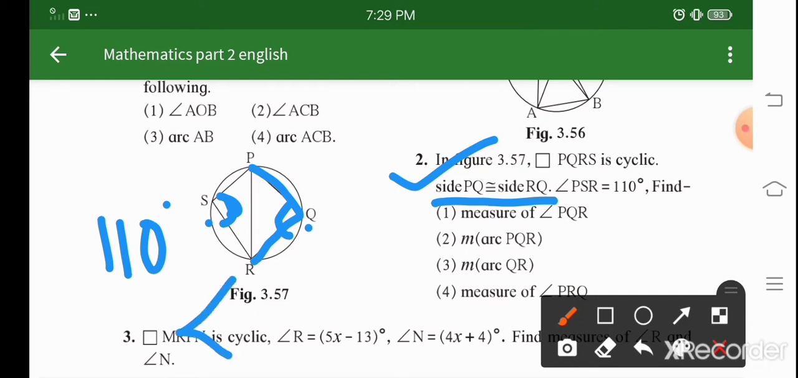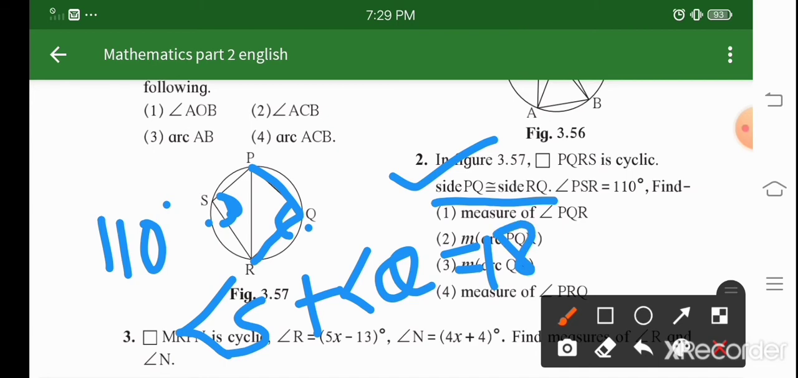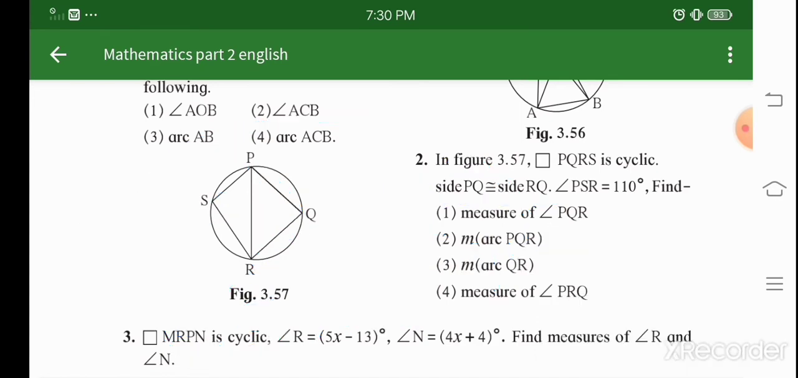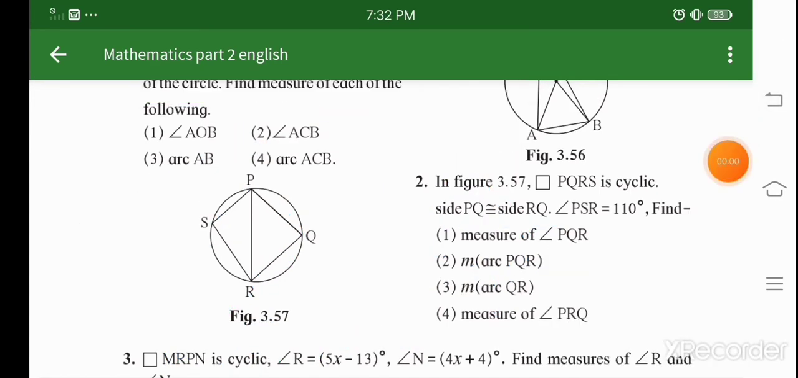That means you consider angle S plus angle Q is equal to 180. Right, and this S you have 110. So just subtract, you will get the value of this. I think this is clear. So let's get started. I'll show you how you can write that.